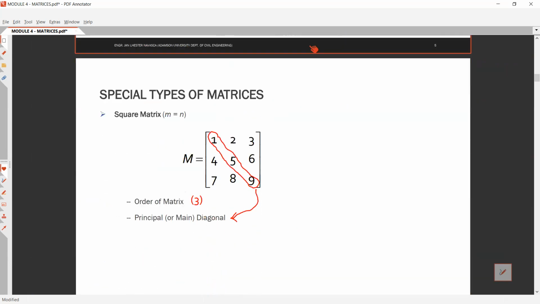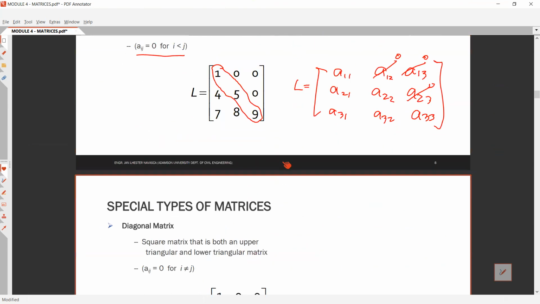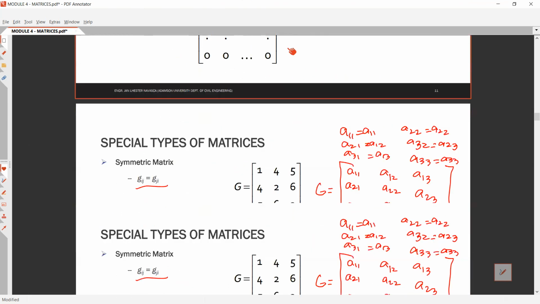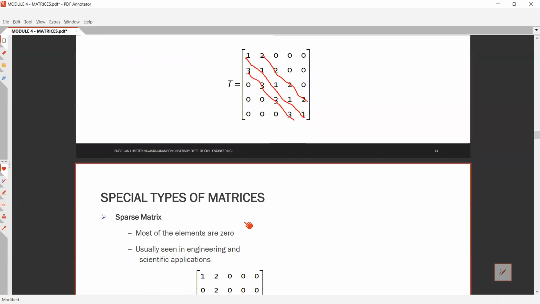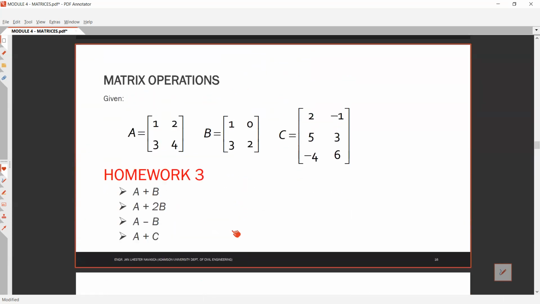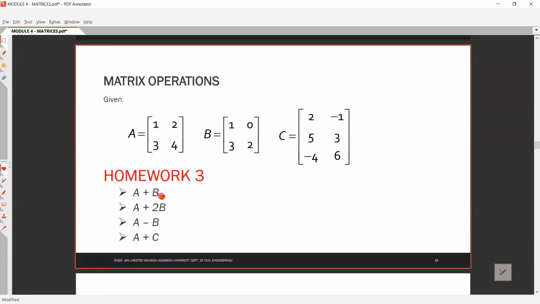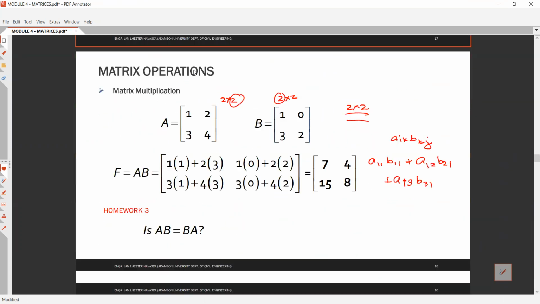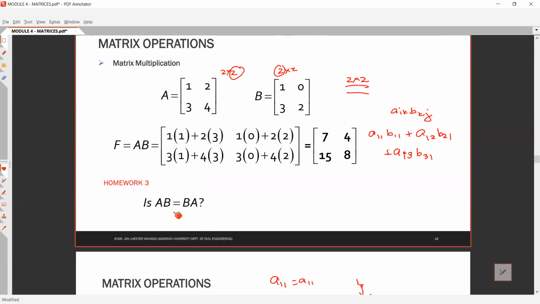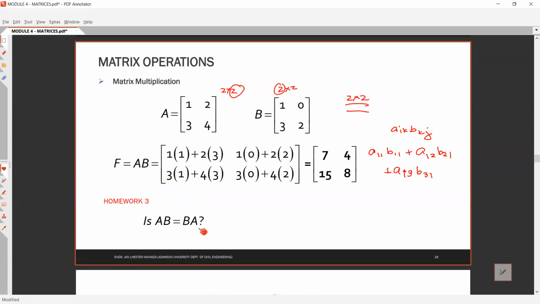Yung homework natin is very basic. Okay? Yung homework lang naman is what is the sum? Page. Ito. Okay. So homework 3, a plus b, a plus 2b, a minus b, a plus c. And we have ito. AB is equals to PA. Okay? So, ganun din. I-pass nyo siya next meeting. Okay? Sige.